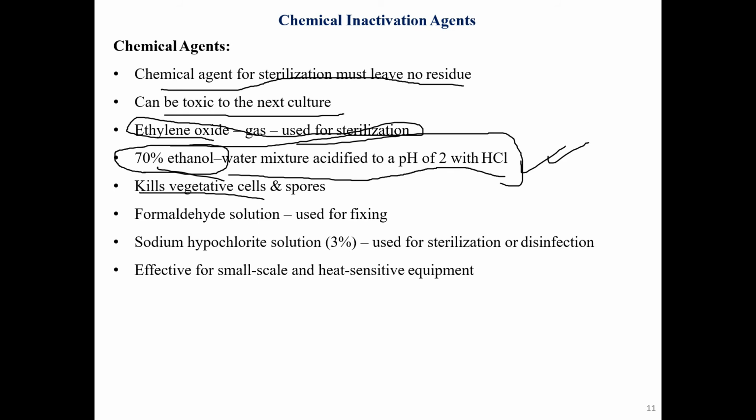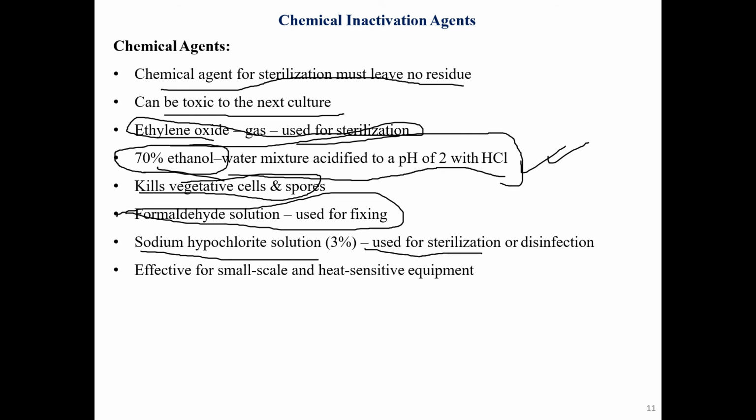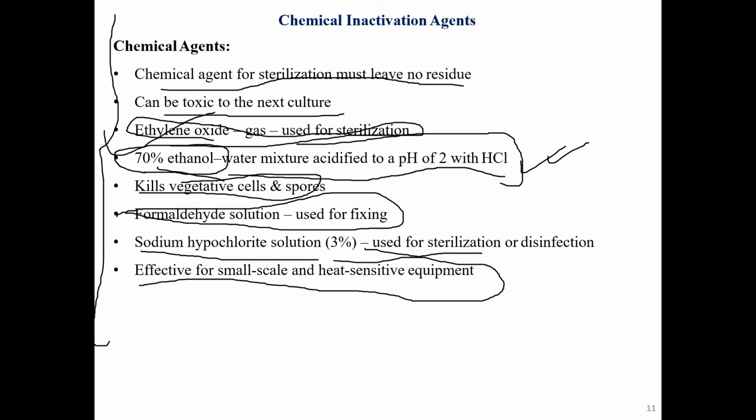Also, it kills vegetative cells and spores. Formaldehyde solution is used for fixing, and sodium hypochlorite is used for sterilization or disinfection, and is effective for small scale and heat sensitive equipment. So here we have a lot of chemical agents, as you can see: ethylene oxide, ethanol, formaldehyde, and sodium hypochlorite. So we have a lot of them for ensuring sterilization.